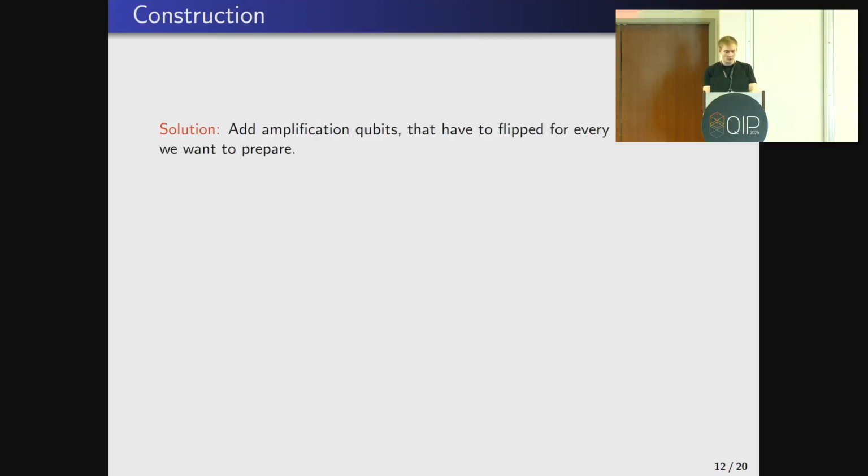Now, how are we going to do this? The main idea is to add amplification qubits that will have to be flipped for every proof qubit we want to prepare. That means if we have a high Hamming rate proof, we will have to flip all amplification qubits for each one in that. And because of that, every path will have a large number of steps.